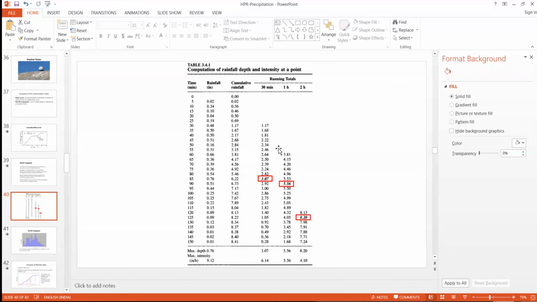Similarly, we can do it for 1 hour. In the first 1 hour, that is 0 to 60 minutes, the rainfall is 3.81 inches, and then the next hour, that is 5 to 65, the rainfall is 4.17 minus 0.02, that becomes 4.15. We need to calculate like this up to 150 minutes. Similarly we can do it for 2 hours. These are all nothing but rainfall intensities.